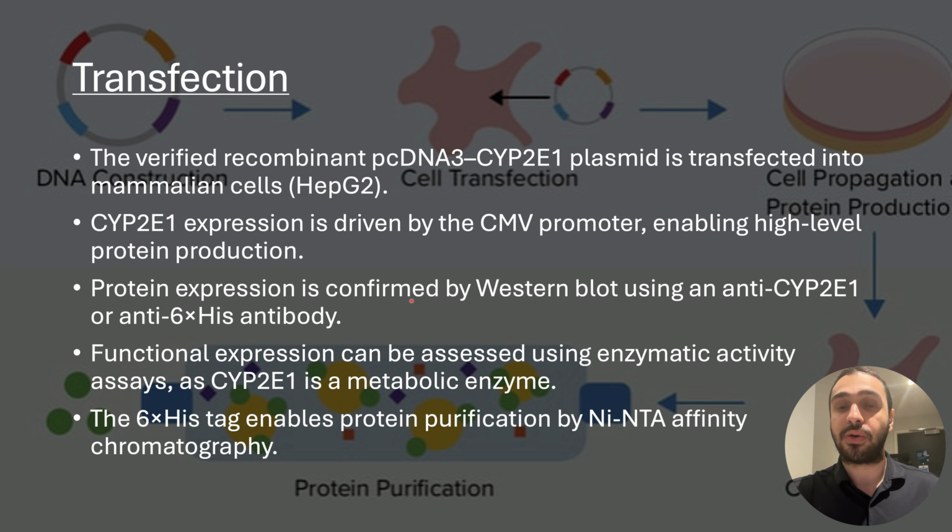CAP2A1 expression is confirmed by Western blot using anti-CAP2A1 or anti-His antibody, and enzymatic activity assays can be used to assess functional expression. The His tag enables affinity purification of the recombinant protein. Together, these steps confirm successful expression and purification of CAP2A1 in a human liver cell line.